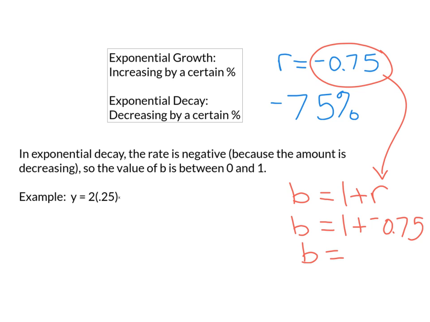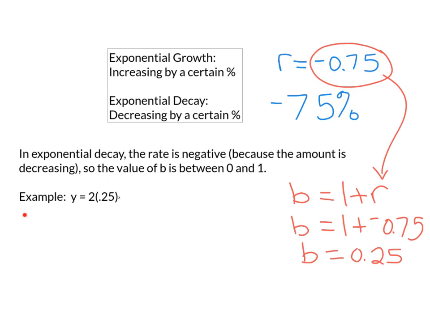If you think about money, this might help. $1 plus negative 0.75 means you're taking away 75 cents. So $1 minus 75 cents is 0.25. So that would make our B value, our growth factor, 0.25. Our B value will be between 0 and 1 because it can't be 0, since then there is no growth or decay. And it has to be between 0 and 1 because we're taking that 1 and adding our negative rate. So again, 0.25.